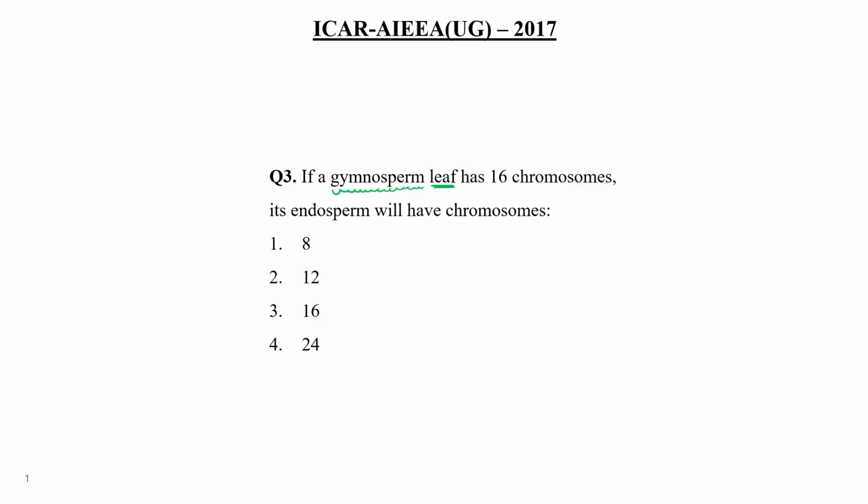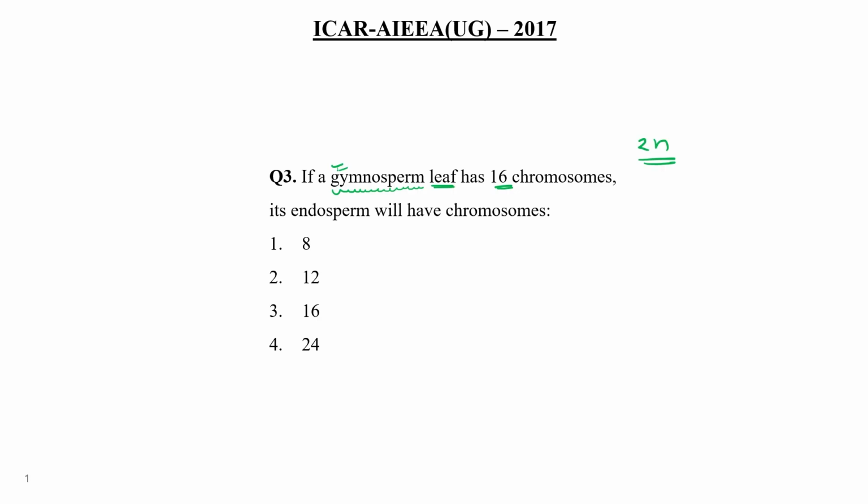If a gymnosperm leaf has 16 chromosomes, its endosperm will have how many? What is the number of chromosomes present in endosperm? They want to know this in this particular question. In leaf, what is the number of chromosomes? It must be 2n, so 16. If angiosperm is written here instead of gymnosperm, then what is the number? 3n, because of triple fusion, right?